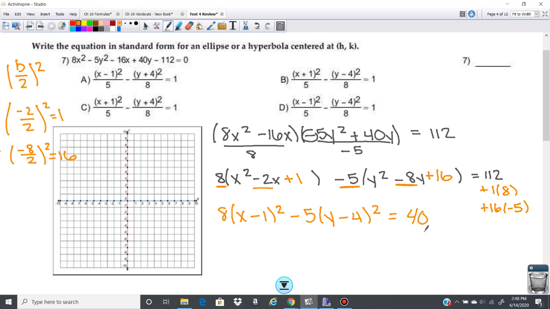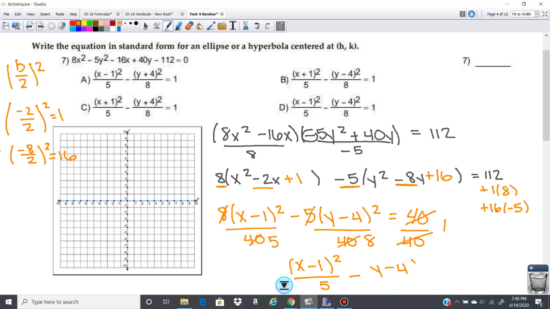Then the last thing we're going to do is set this equal to 1. So we're going to divide by 40. So that is going to reduce to 1/5. This is going to reduce to 1/8, and this is going to reduce to 1. So we're going to get the equation x minus 1 squared over 5 minus y minus 4 squared over 8 equals 1. So this should be D. And then also this is a hyperbola because of the minus sign.